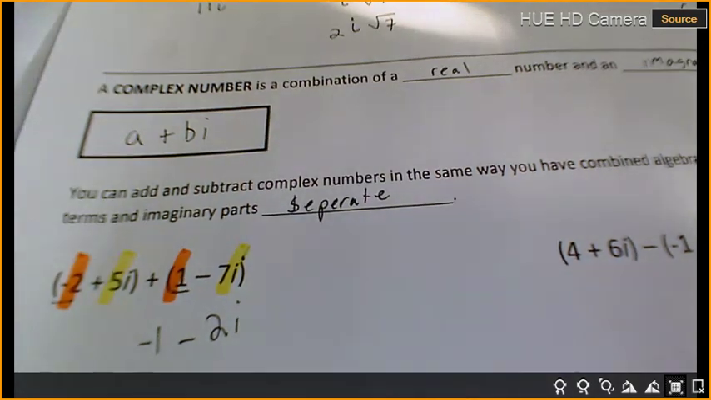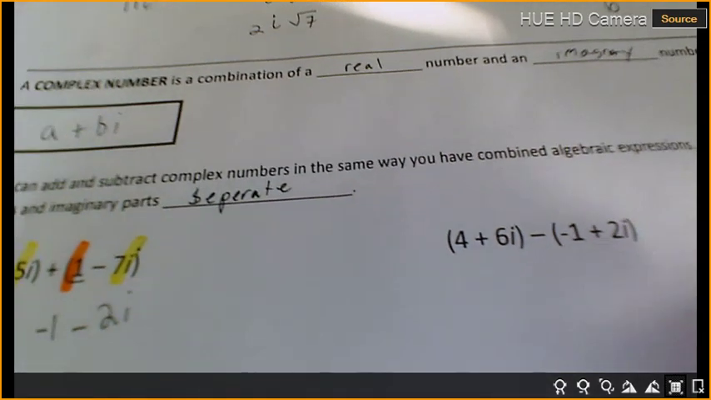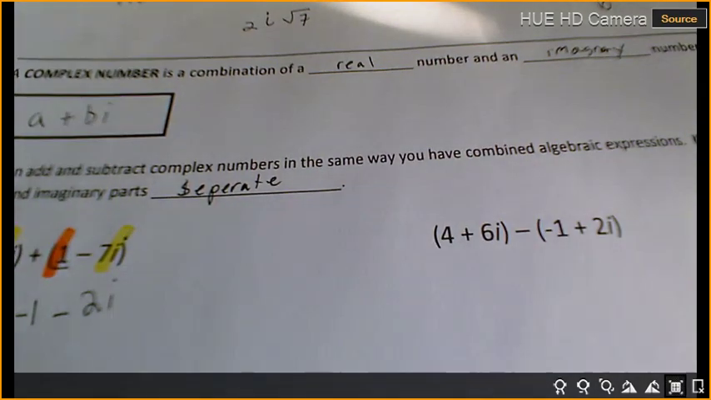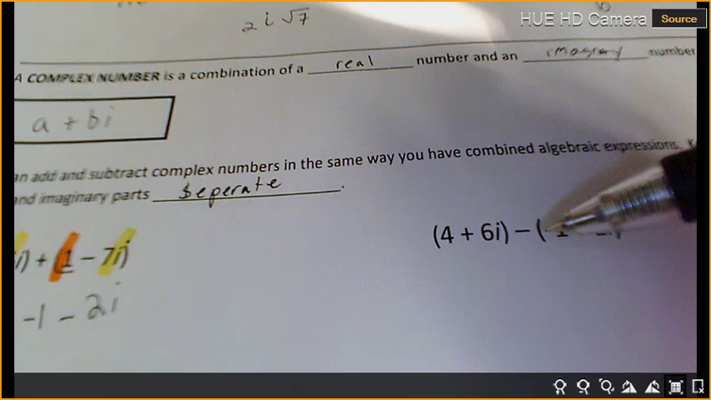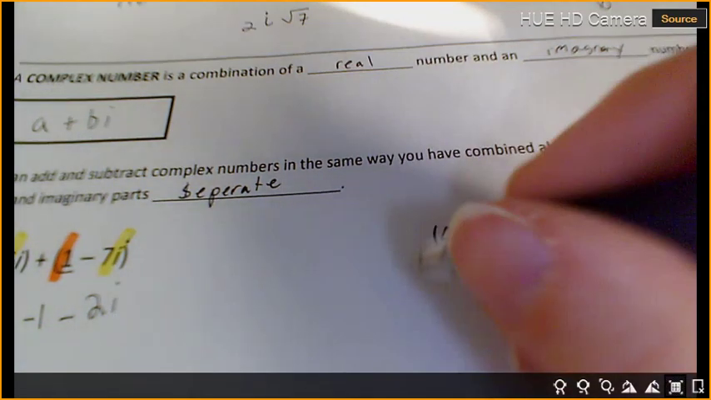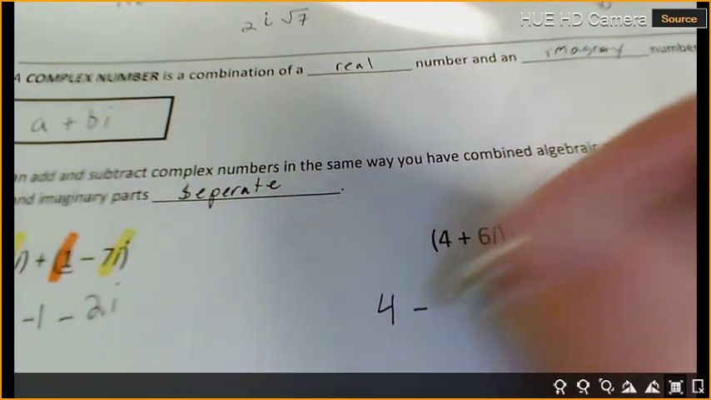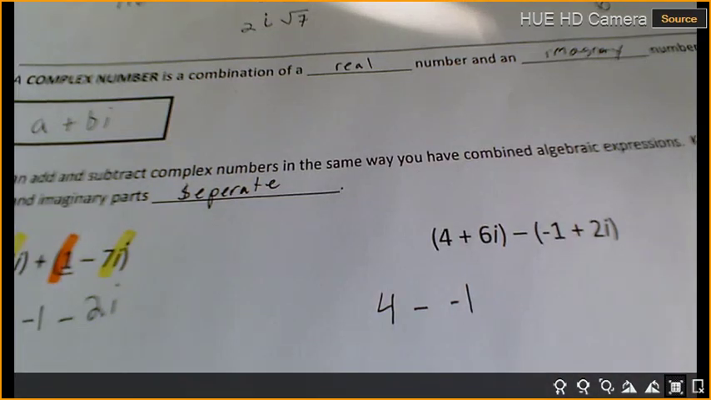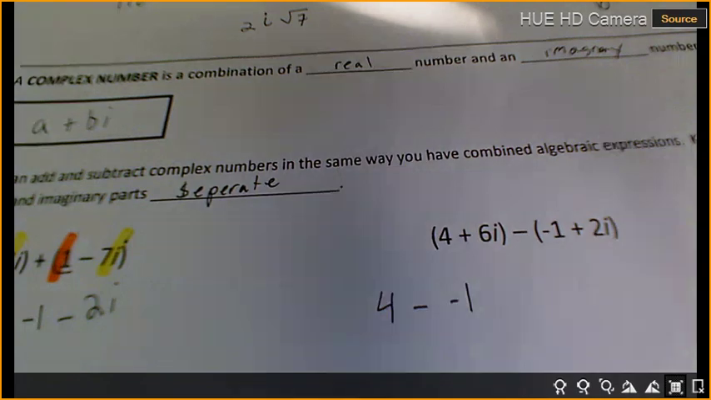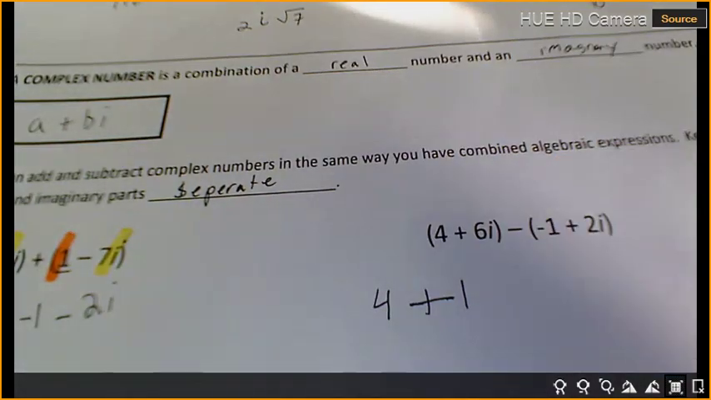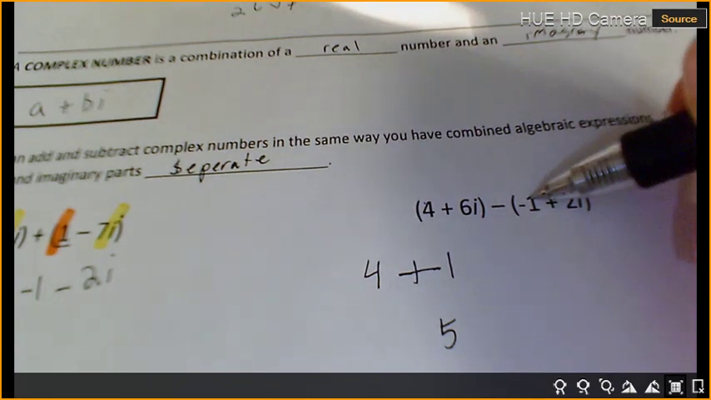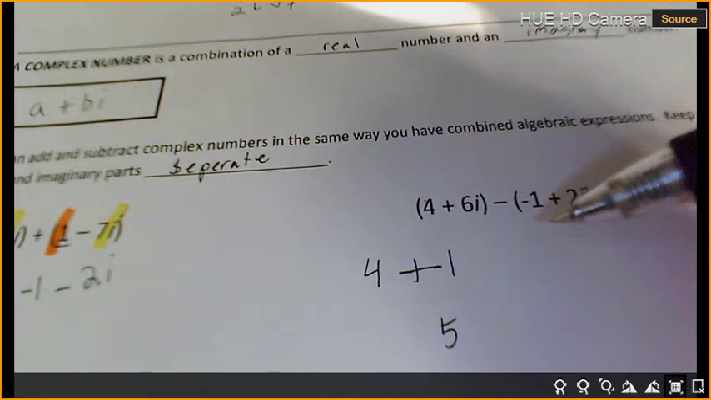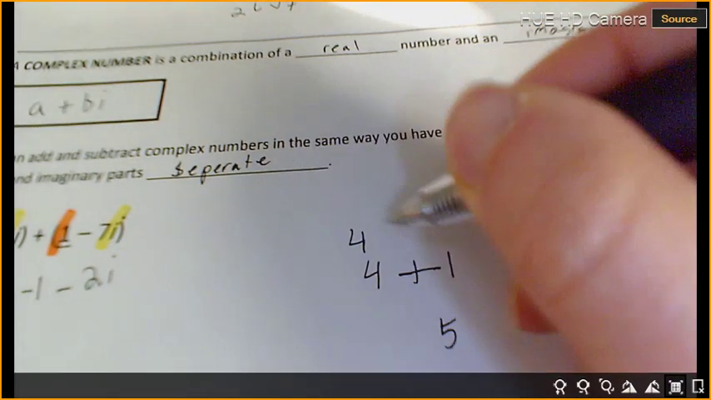Okay. Let's look at the second one. Now, I got this minus sign on the outside. So remember, when I'm thinking about this, it's 4 minus a negative 1. So what's 4 minus a negative 1? 4 plus 1, right? So 4 plus 1 is 5. Two negatives next to each other becomes a what, Abby? It's 4 minus a negative 1.